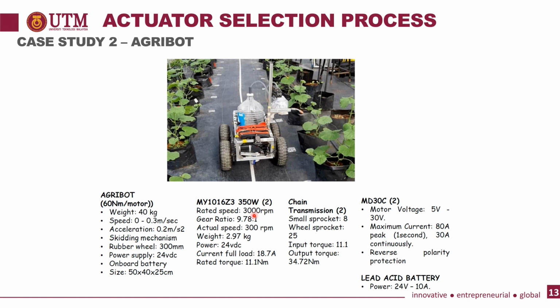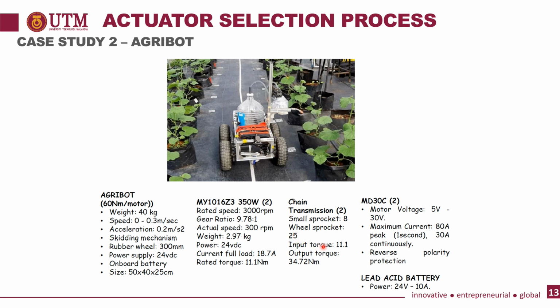Rated speed is 3000 rpm, and the gear ratio is 9.78 to 1. Actual speed is 300 rpm, and the weight of the motor itself is 2.97 kilograms. The power of the motor is 24 volt DC, which is similar to the power supply. That is why we need to know that if the motor is 24 volt, you need to have a 24 volt supply. The current at full load is 11.7 ampere, and the rated torque is 11.1 newton meter. This robot also has a chain transmission, where the small sprocket is 8 and the wheel sprocket is 25, so the ratio is 8 to 25.